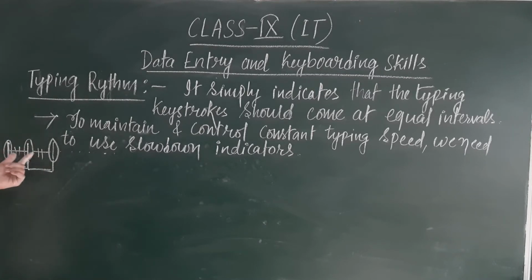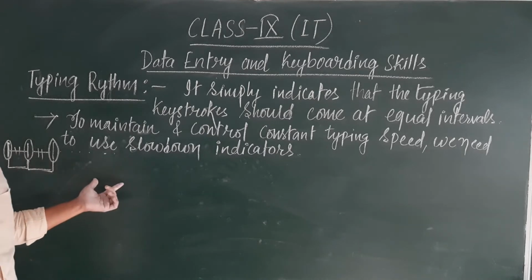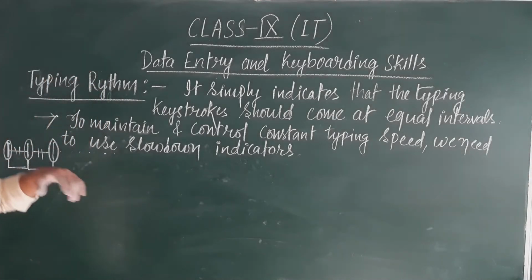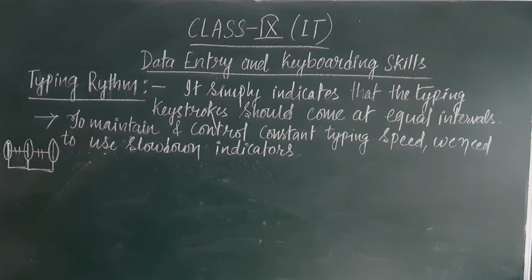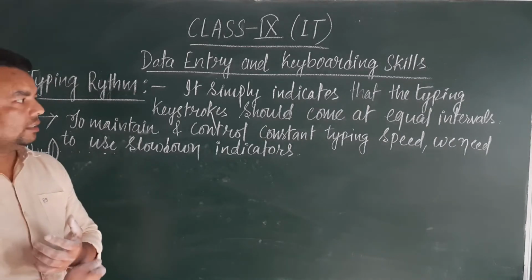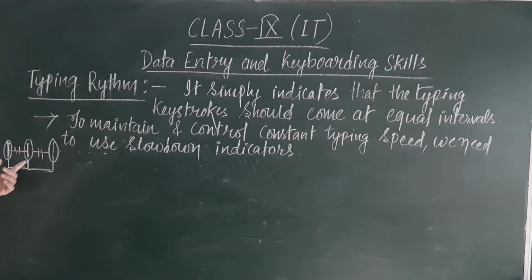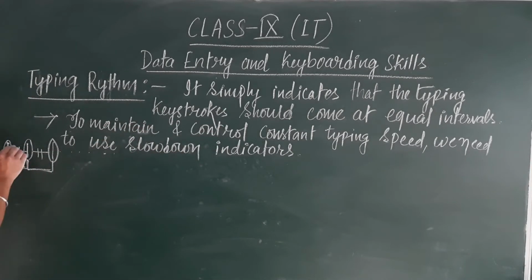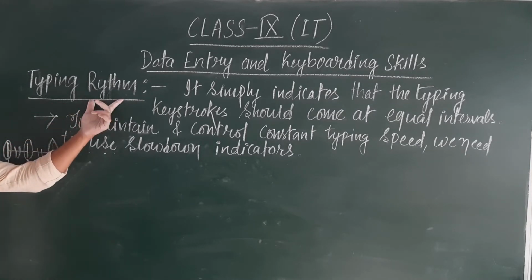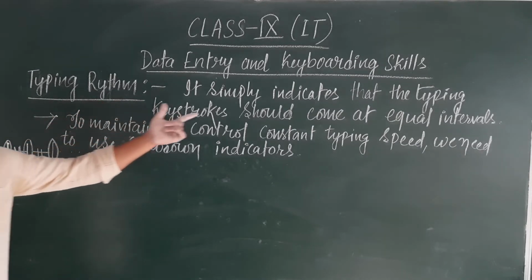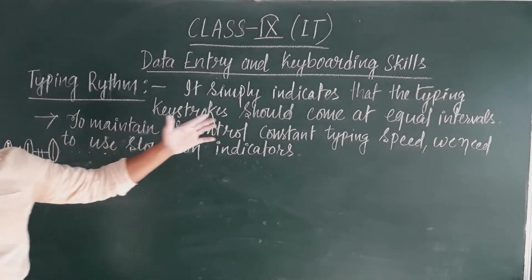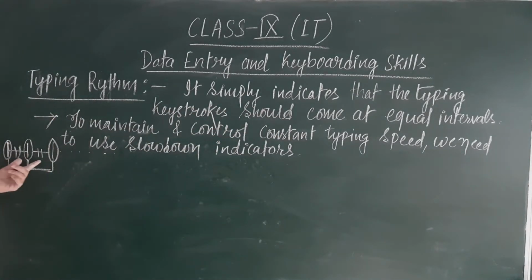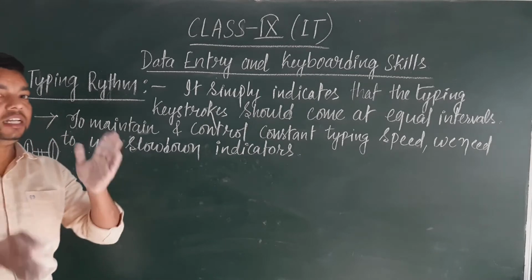When we achieve this task while inserting data in typing, if the keystrokes we provide come at equal intervals, then this is known as typing rhythm or rhythm of typing. So we should always maintain that in between two keystrokes, the time interval should not differ.